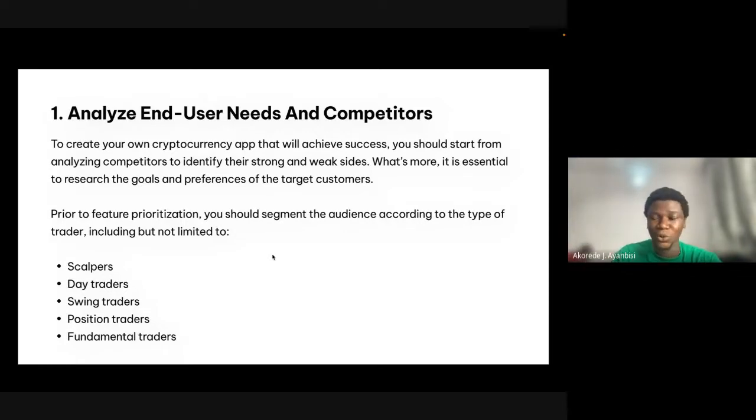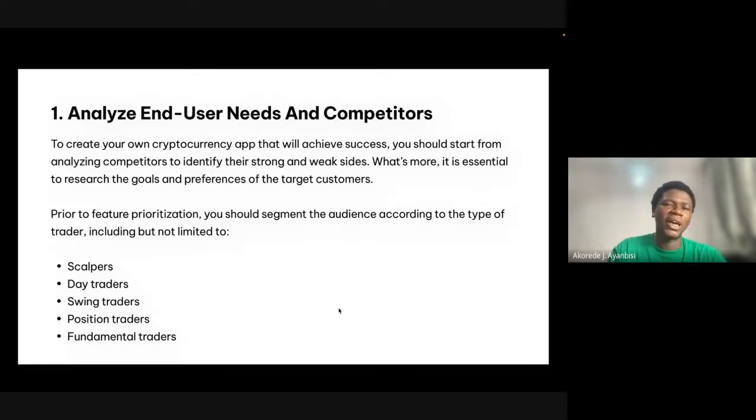And the last one is foundational traders. Foundational traders evaluate the individual performance and characteristics of each asset to make the most realistic value estimation. Foundational traders generally open positions for the long term. So foundational traders do the same thing as position traders, but they evaluate the individual performance of each of the cryptocurrency assets.